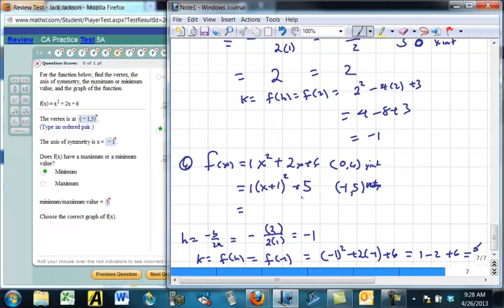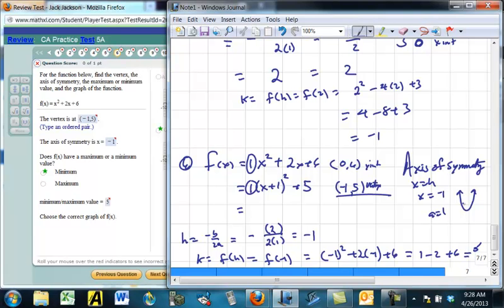The axis of symmetry then is x equals h, or x equals negative 1 in this case. Now, a is 1, so that means it's opening up, and it's exactly the same size and shape as y equals x squared. It's just been moved 1 to the left and 5 up, actually.